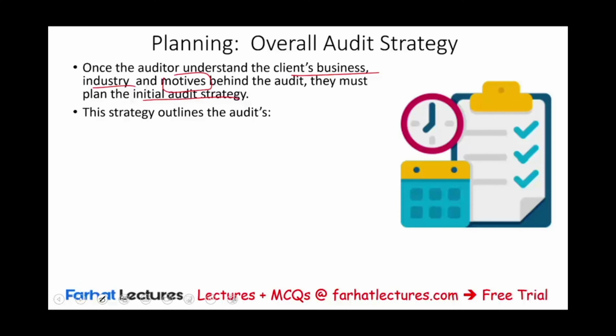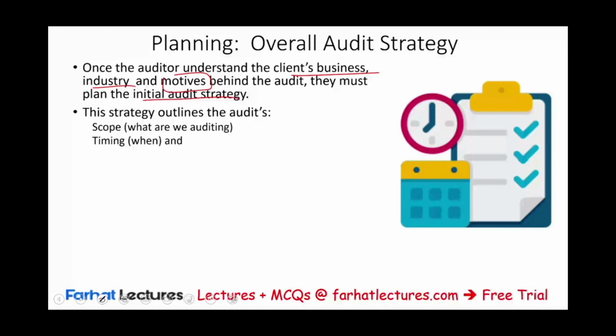The strategy would outline the scope of the audit. What are we going to audit? For example, the financial statements. The timing. When are we going to audit those financial statements? Is it throughout the year? At the end of the year? Are we going to do some throughout the year, some at the end of the year? Many factors will play a role in this.